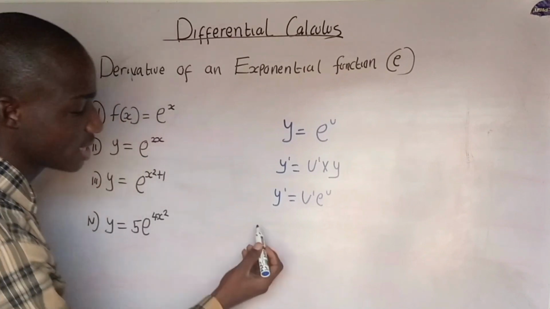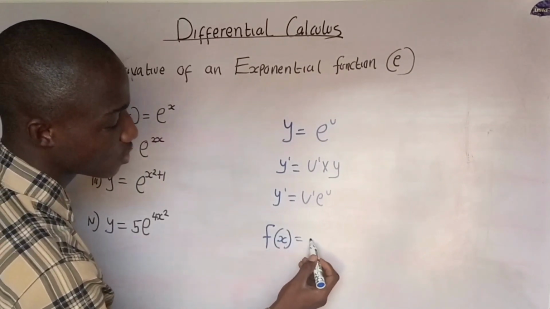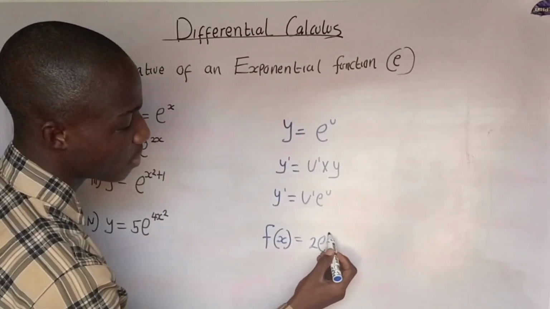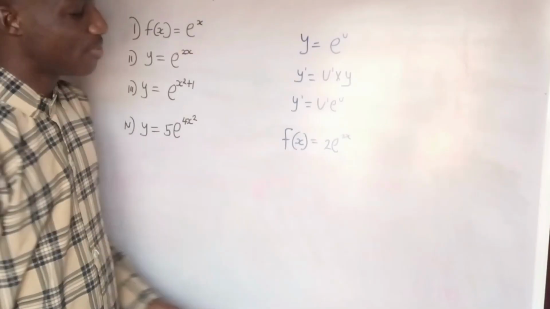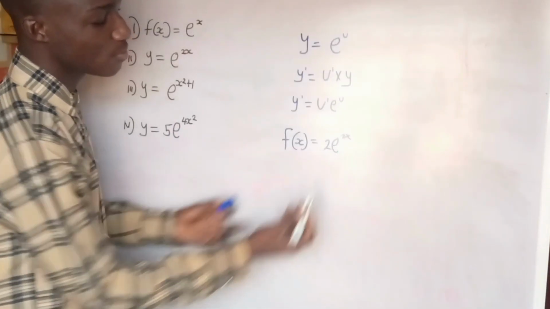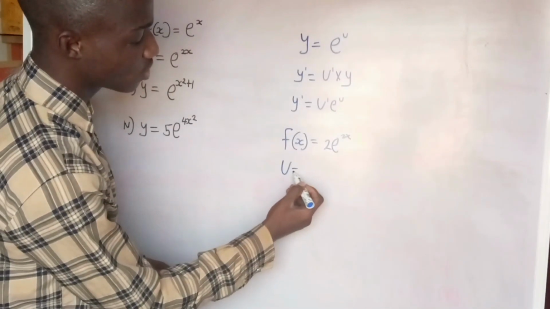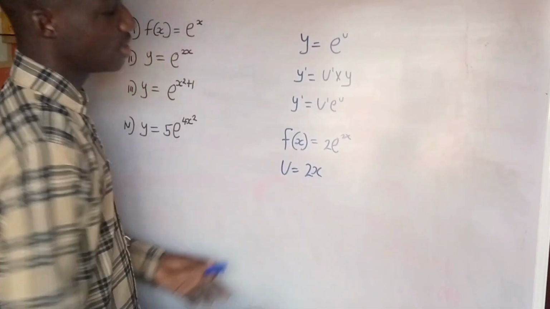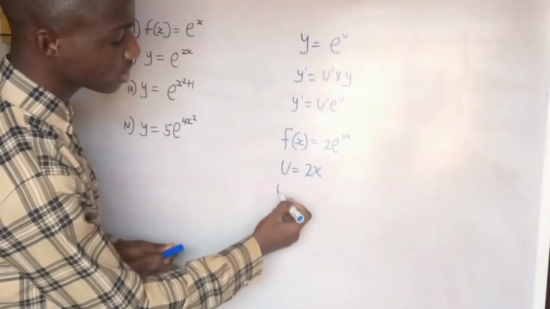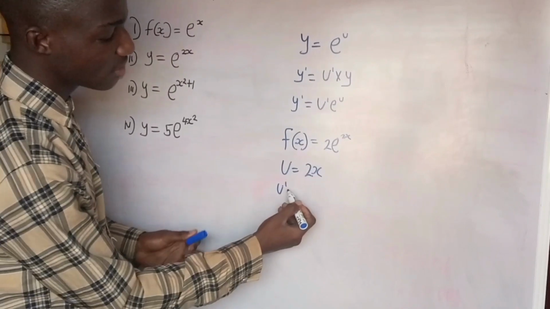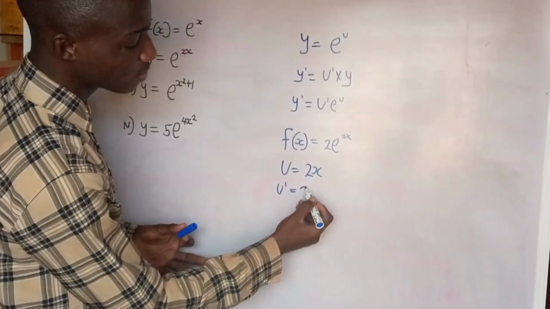Now let us proceed. Let's assume that we are given a function f of x is equal to 2e raised to the power of 2x. Using the same approach that we have here, since the power of Euler's constant is 2x, I'm going to have u is equal to 2x. In my formula, I need the differential form of u. So I'm going to take the first derivative of u. The first derivative of u using the power rule is 2. So I'm going to have 2 here.